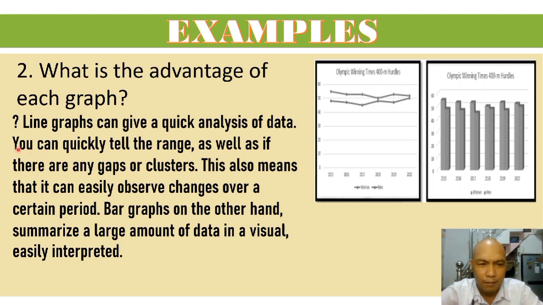Okay? But, it says here, according to what is written in your list, you can quickly tell the range as well as if there are any gaps or clusters. So, I doubt whether it is really easy to find the range. For example, here is the highest, we cannot identify what the exact value is for this one in 2005, right? It is very hard to identify. Here too, it is hard to identify the exact time. Right? So, I doubt that the range is easy to find here.